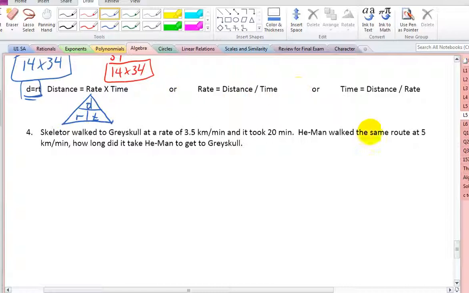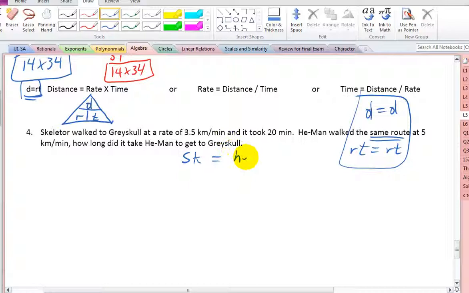Now the key for this question is that He-Man and Skeletor walk the same route. So their distances are equal. Therefore, their rate times time are equal. Okay, and this makes it super easy then. Okay, so what we say is Skeletor equals He-Man. So his rate times time equals He-Man's rate times time.